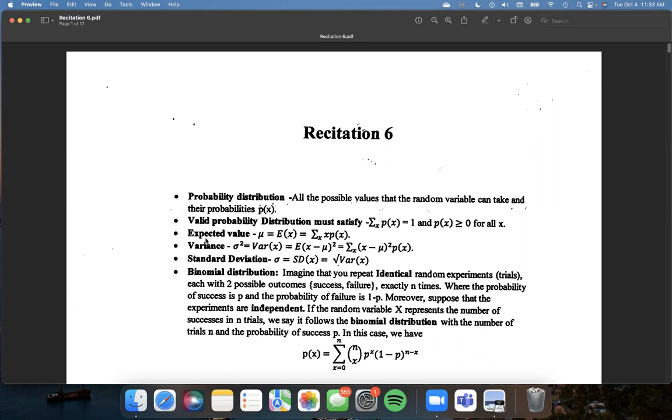And then we have the expected value, which is mu, and that's the sum of X times P of X over our X's. And then we have the variance, sigma squared, which equals the expectation of (X minus mu) squared, which equals the sum of (X minus mu) squared times P of X over our X's. And our standard deviation is the square root of our variance.